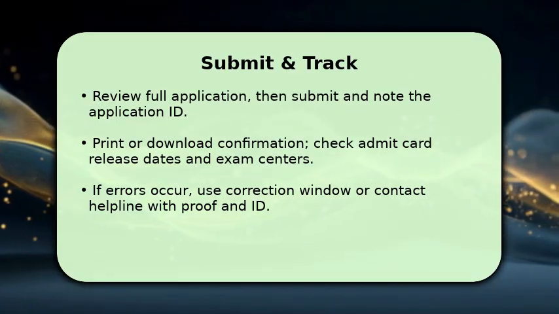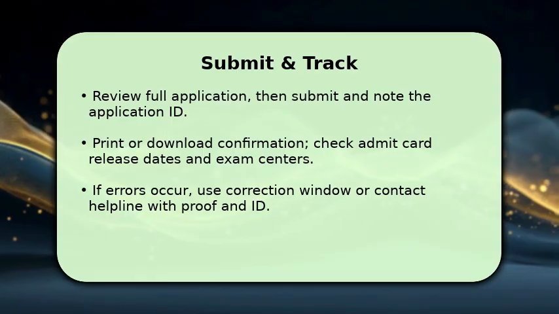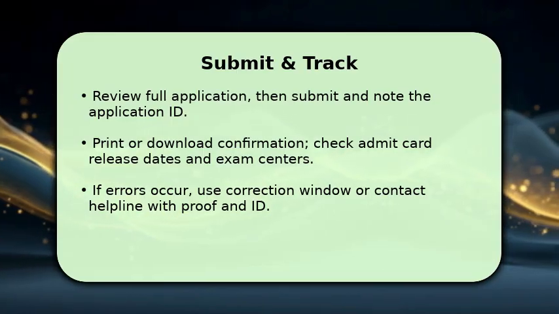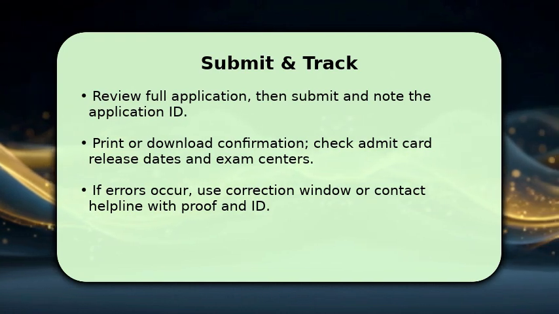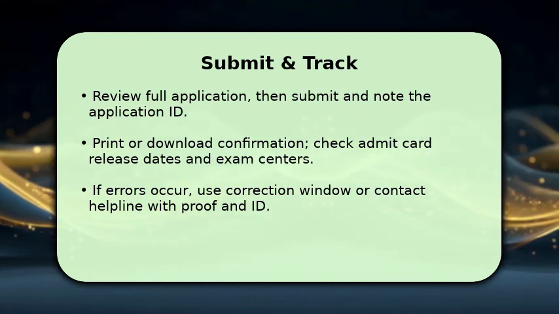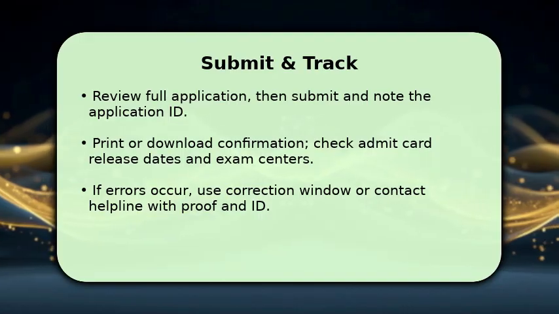If something goes wrong, like a missing upload or wrong detail, use the published correction window immediately or contact the recruitment helpline with proof and ID. That single troubleshooting step often resolves avoidable rejections.